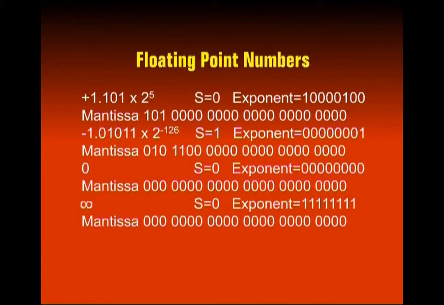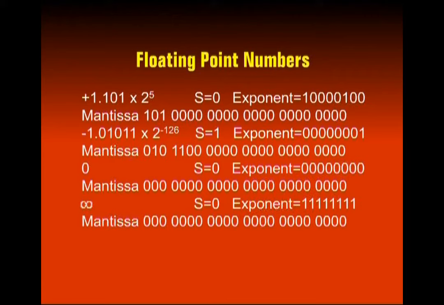What is the mantissa part? Again, neglecting the hidden 1, which is immediately to the left of the decimal point, the mantissa value is 01011. All the remaining bits are set to 0. Let's consider the third example, the number 0. How is it represented using the 32-bit floating point format? The sign is set to 0. It could also be set to 1. The exponent is all zeros. As we said, 0 value is represented by the exponent 0. The mantissa field has all zeros.